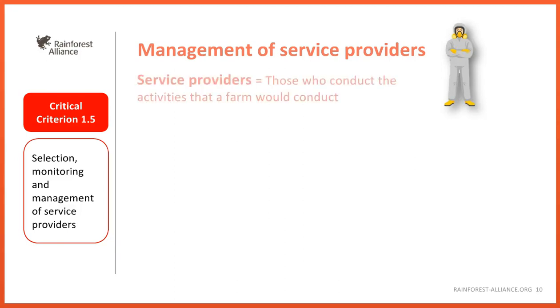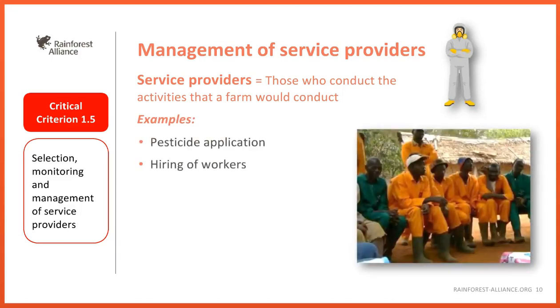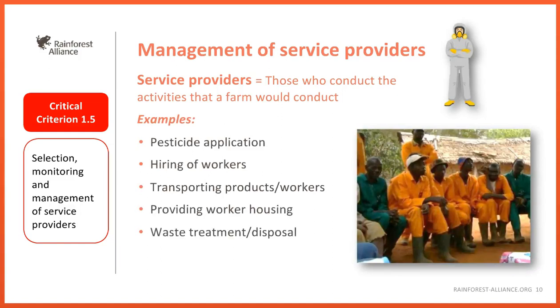Who are service providers? They are the people or companies who conduct the activities that a farm would conduct. For example, pesticide application, hiring of workers, transporting products or workers, providing worker housing, waste treatment or disposal, obtaining fuel wood, timber, or other resources from local natural ecosystems. All of these are activities that a farm would conduct. However, you may decide to contract a service provider to do any of these activities. Then, you need to ensure that they would conduct the activities in a way a certified farm would conduct them. A contracted pesticide sprayer needs to wear PPE and handle pesticides safely, as a worker in a certified farm would.